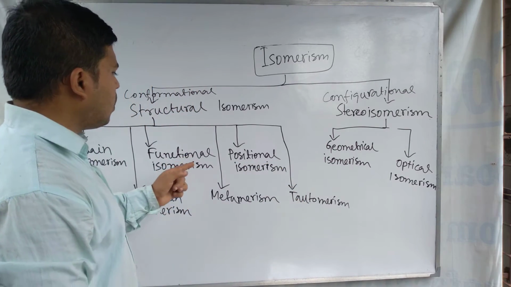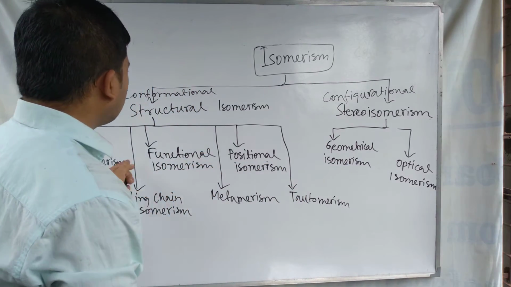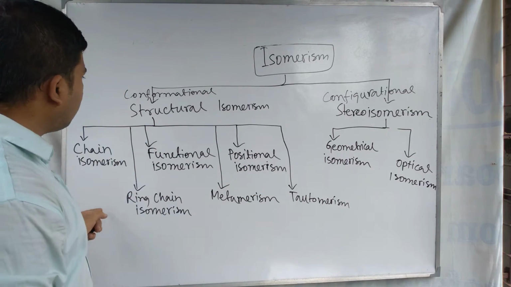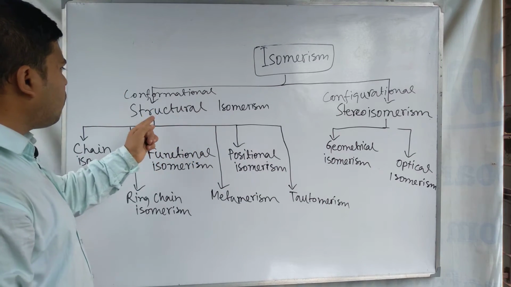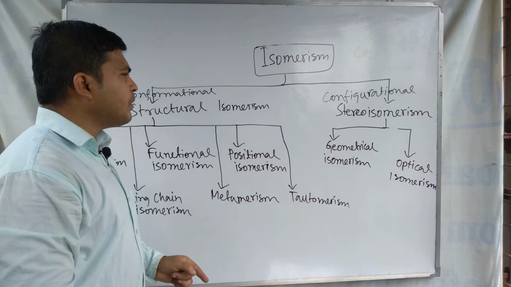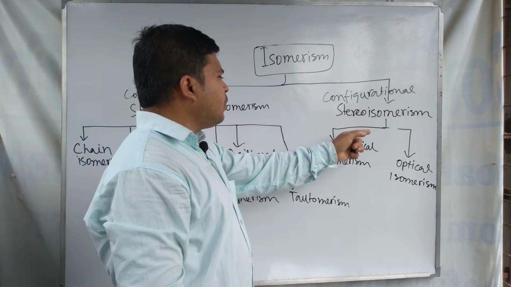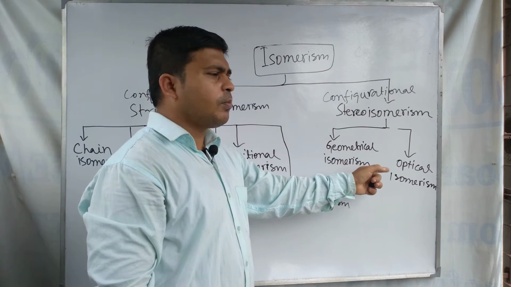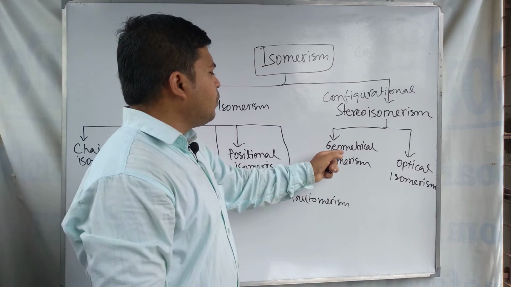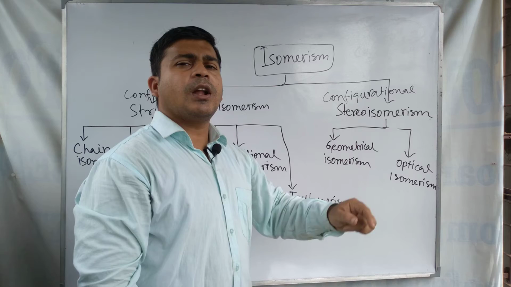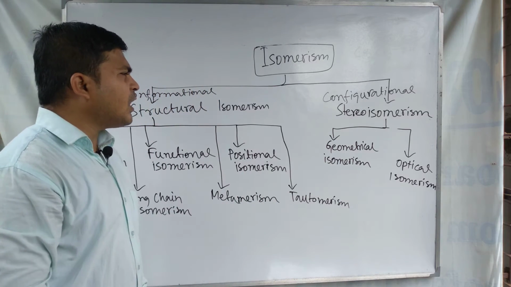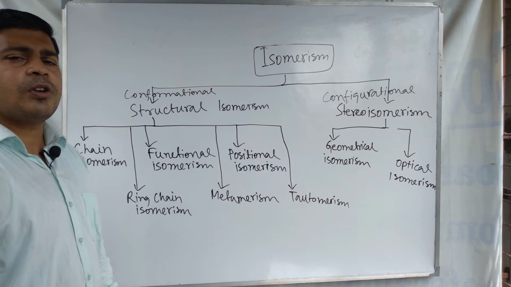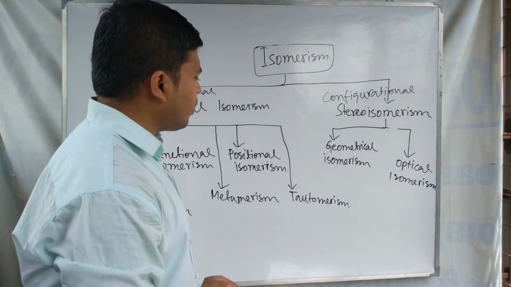We know these types of classification from the structural isomerism part, and the stereoisomerism part. The two broad divisions in the stereoisomerism category are geometrical isomerism and optical isomerism. So this is the general classification of isomerism in organic chemistry.